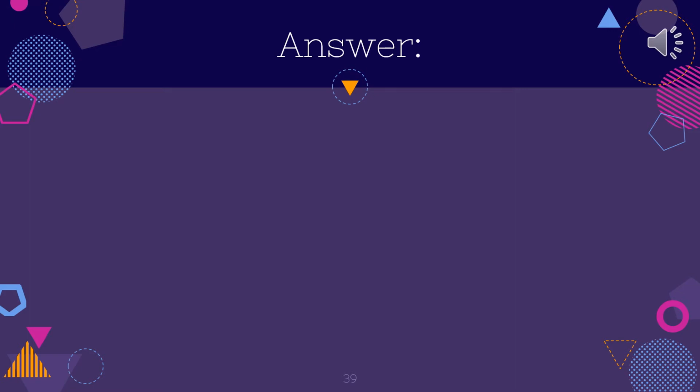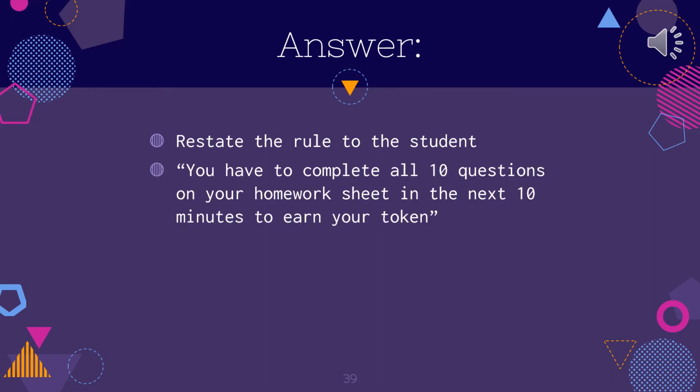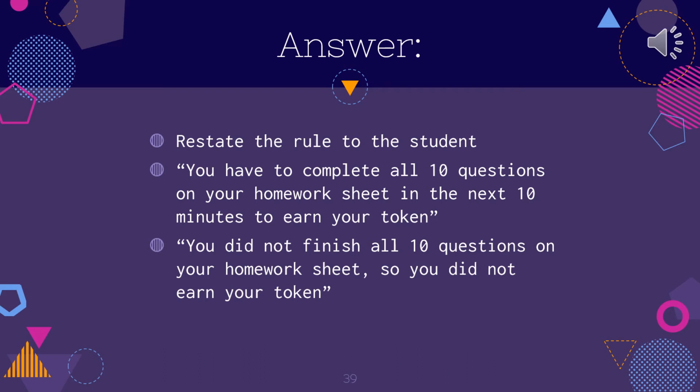The answer to the previous question, what should you do, is restate the rule to the student. Since Mary still has time to finish her homework, you could say, you have to complete all 10 questions on your homework sheet in the next 10 minutes to earn your token. If, however, Mary still did not finish her homework, you would then say, you did not finish all 10 questions on your homework sheet, so you did not earn your token. On your homework sheet, write the answer, restate the rule to the student. I'll give you some time to get this answer filled in.